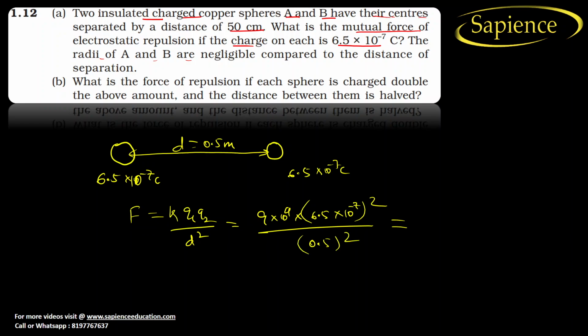Now we just need to find the final calculation. How much will it be? It will be approximately, just try it on your own so that you can understand it well, 1.52 into 10 to the power minus 2 Newton. So it will be approximately equal to 1.52 into 10 to the power minus 2 Newton, right? I hope you have understood this one.